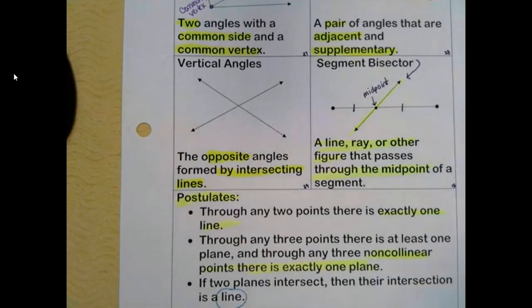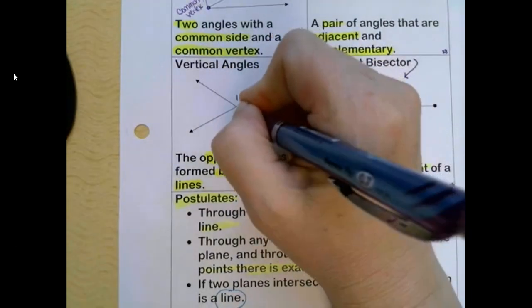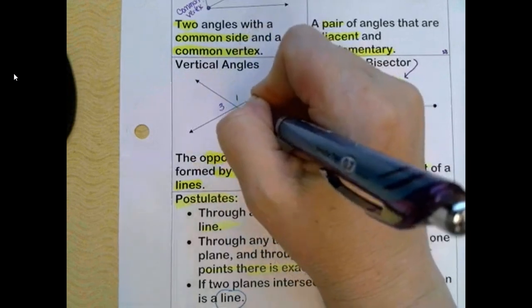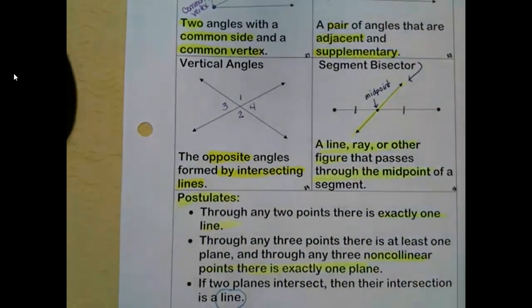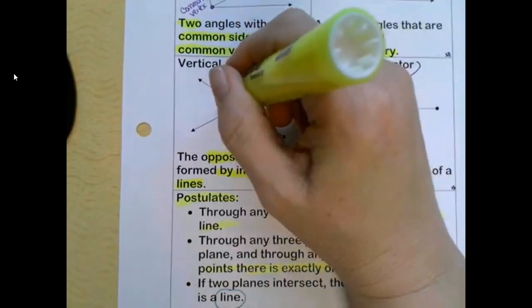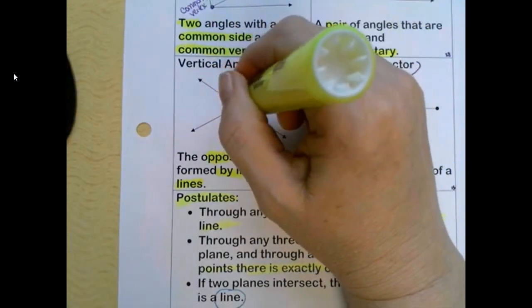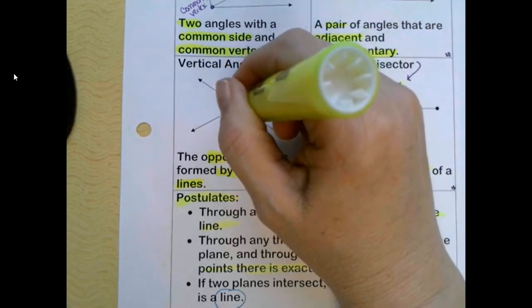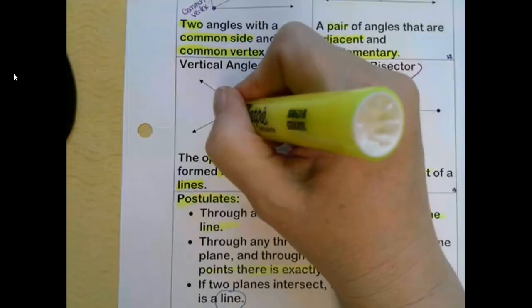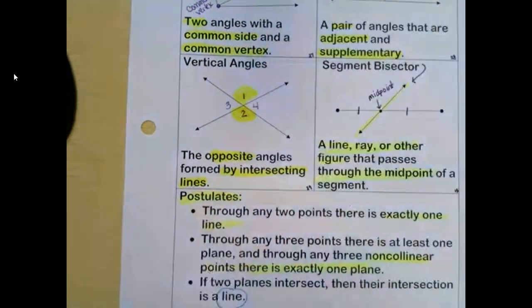So let's put a 1 and a 2 and a 3 and a 4. Okay, 1, 2, 3, and 4. I'm going to use my highlighter, and I'm going to fill in angle 1 and angle 2 with the same color. Okay, angle 1 and angle 2 are vertical angles. They're the angles that are opposite each other in this picture.